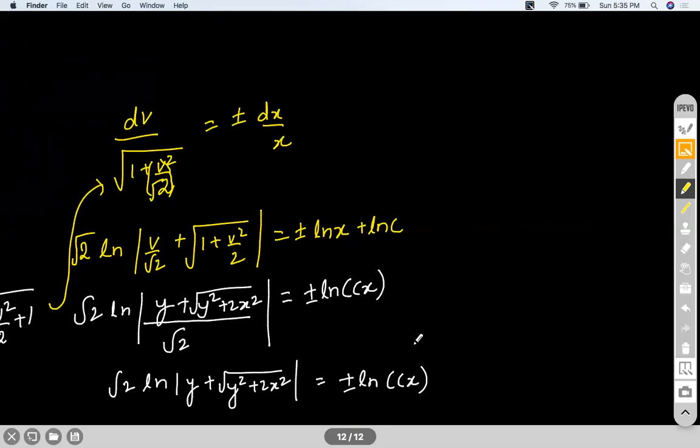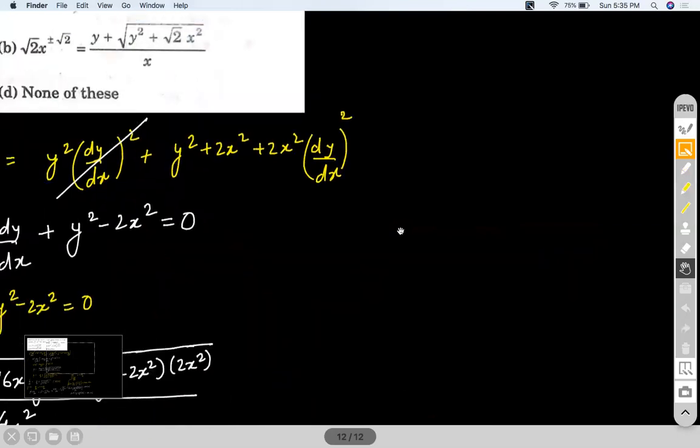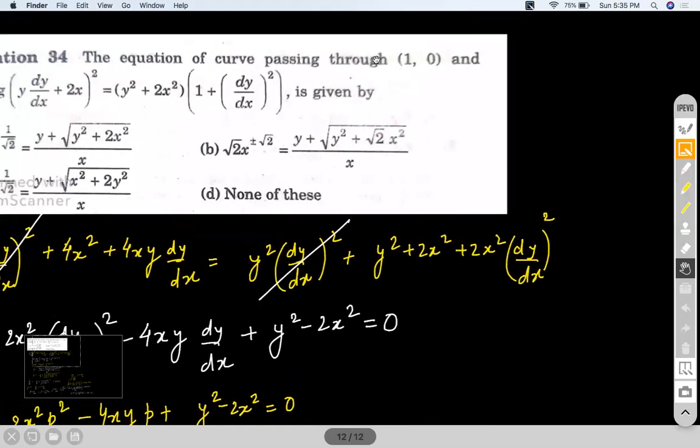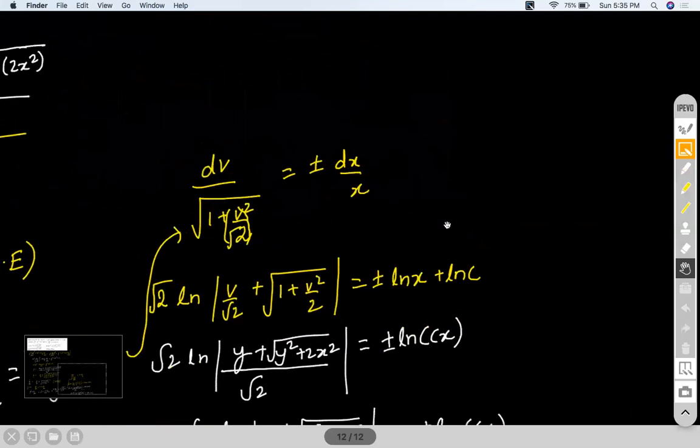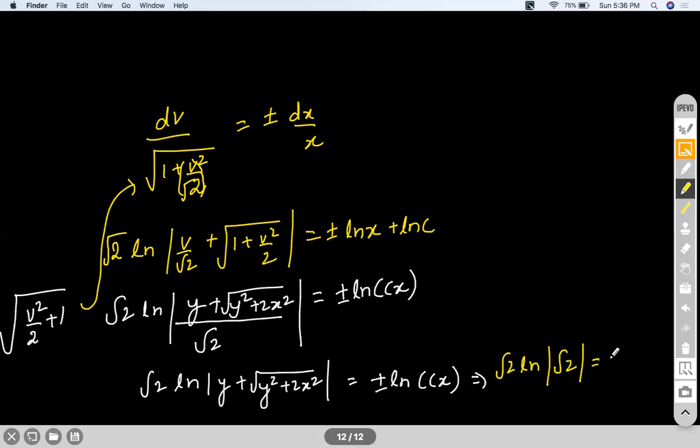Now, in order to get the value of c, we have to use the boundary condition provided to us in the question. So let's go back to the question. The question says the curve passes through (1, 0). That means when x is 1, y is 0. So let's put that here. When x is 1, y is 0, that will give you 0 plus under root 2 is equal to plus minus under root c. So I can say c is nothing but root 2 to the power of root 2.